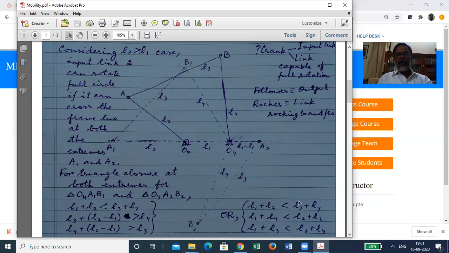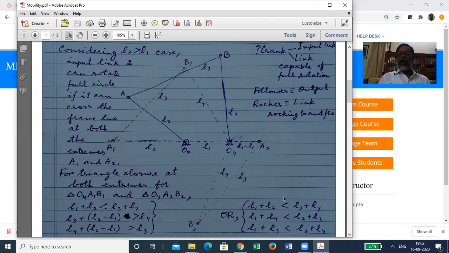Now these three we will reorganize here. This one is straightforward. It has come as it is. For this one, we take this L1 on the other side. So L1 plus L4 is smaller than L2 plus L3. And here also L1 we will take on the other side. And so L1 plus L3 is smaller than L2 plus L4.